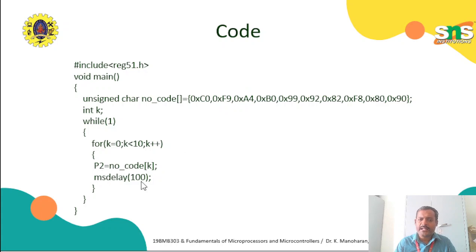I am taking a delay of 100 milliseconds. Depending on the requirement, we can take different delays. So what happens? It displays a 0, then 1 and then 2, like that. After completing all the data, it starts again from 0 and displays the information. Thank you.